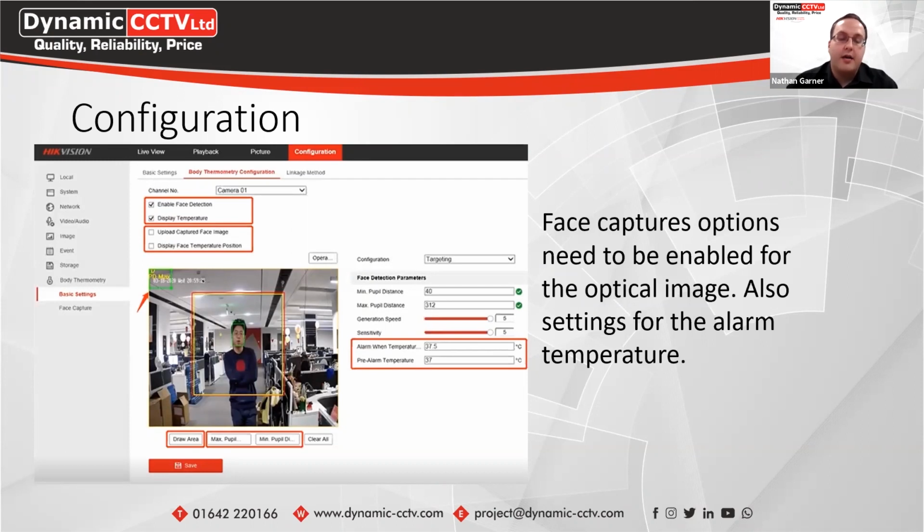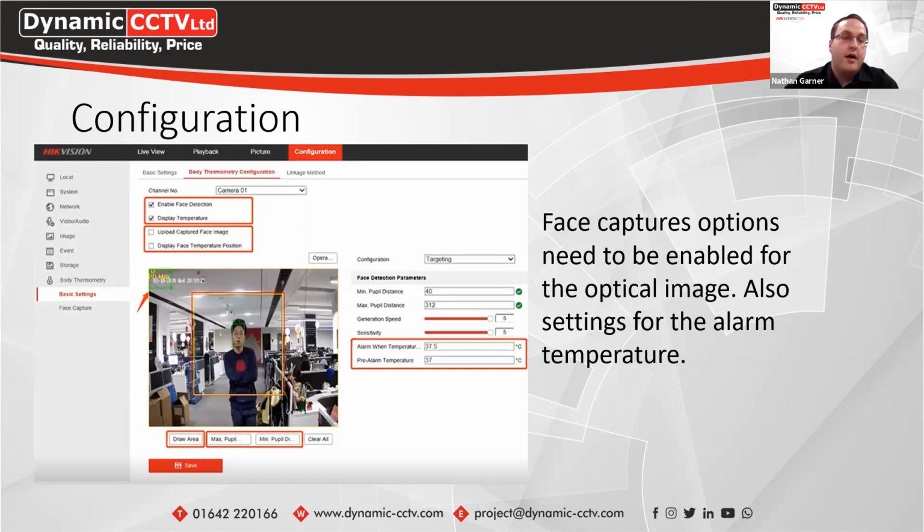Just so you've got that kind of screening there. And then if someone does trigger this first line screening, that can then be checked with a thermometer probe or anything like that. You also need to ensure that the upload captured face image and display temperature are enabled as well, if you want to use those features on the camera.